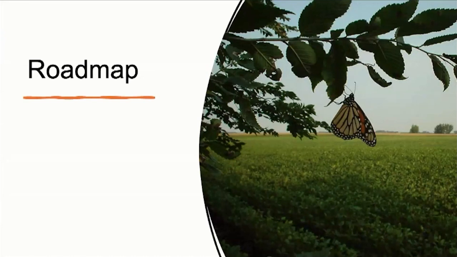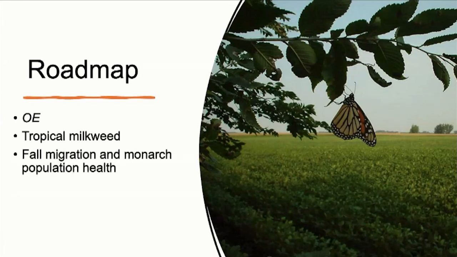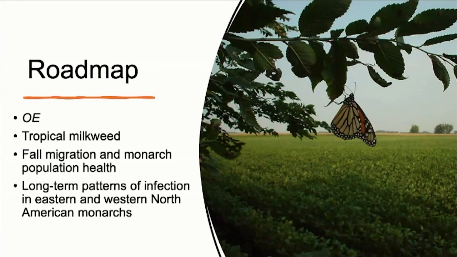So, a roadmap of the talk that I'll be giving. First, I'll tell you about OE, the parasite that monarchs are associated with. I'll tell you a little bit about how it impacts monarchs and how it's transmitted. I'll also briefly touch on tropical milkweed, then discuss fall migration and why it's important for monarchs' population health. And then finally, I'll tell you about a recent study I conducted with colleagues from UGA and Emory, looking at long-term patterns of infection in North America in monarchs.